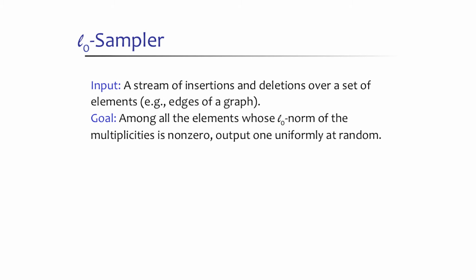And we're going to rely on a tool which is widely used in the streaming literature, which is the L0 sampler. What this tool does is it solves the following problem. You're being given a stream of insertions and deletions of elements over some universe of elements. And the tool allows you to output uniformly at random among all elements whose L0 norm in the stream is non-zero. Okay? So you look at the elements being inserted and deleted, look at the L0 norms of their multiplicities. Among the elements which have non-zero multiplicities, it will output one of them uniformly at random.